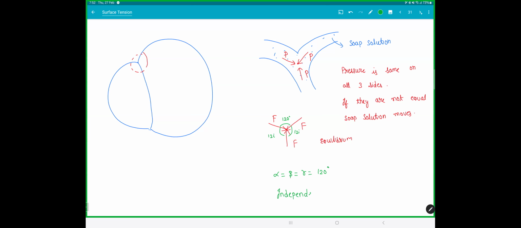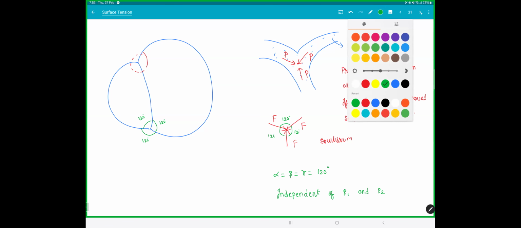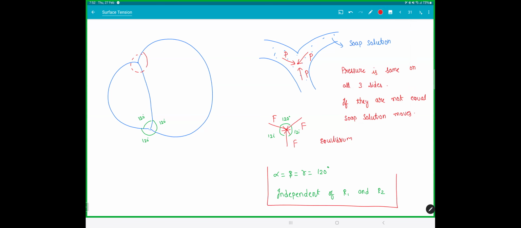You take any radius, you do anything you want, these angles won't change. That's the best part about this question. It's a good result. So you will get this angle 120, this angle 120, and this angle 120. There. So these are two good results. Direct questions in the exam.